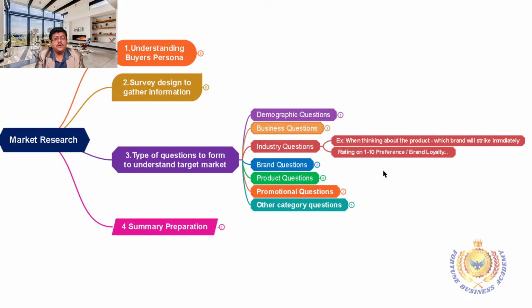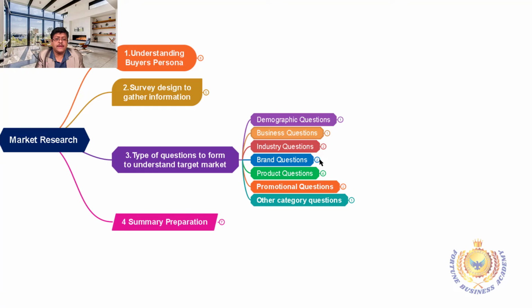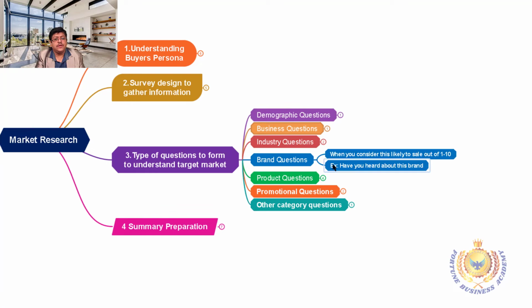Rating on 1 to 10, preference, brand loyalty out of the available competition. Why? If you are able to get the clear answer and analyze it, you will have clarity on where to keep your product: high, low, medium. Brand questions. When you consider this, how likely is it to sell, out of 1 to 10. Example, have you heard about this brand? Out of 1 to 10, knowing about your brand.